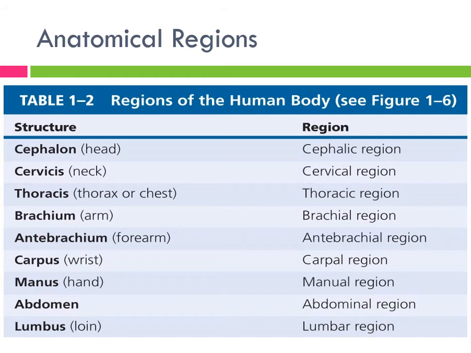I always remember this by thinking about manual labor, means working with your hands, so the manus must be the hand. The abdomen is called the abdominal region. That's the whole stomach, belly area. And the lumbar region, or the lumbus, is the loin. So this is your sort of lower back region from the bottom of your rib cage to the top of your pelvis.